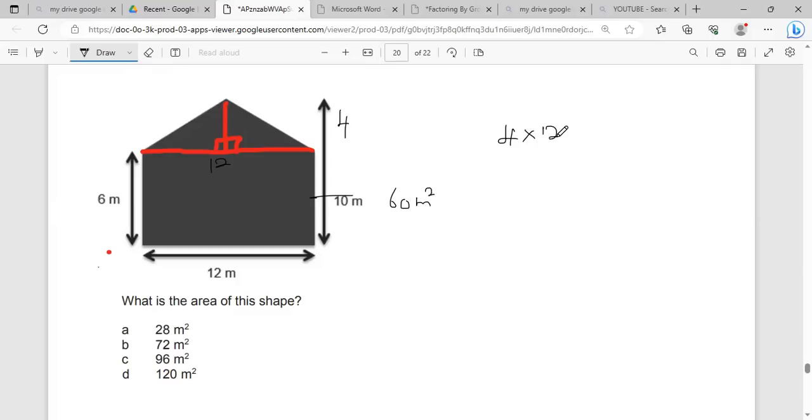Oh, 48, 24. All right. 6 times 12 is 72. Anyway, that one is all right. 4 times this, so it's going to be 24, because remember, half base times the height, right? So that's 72 plus 24, 96.